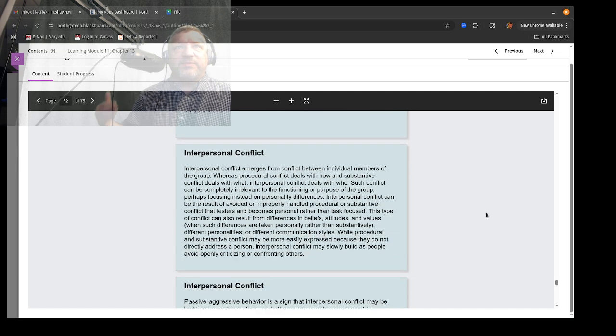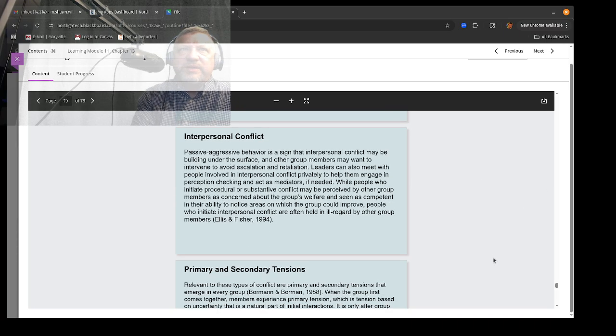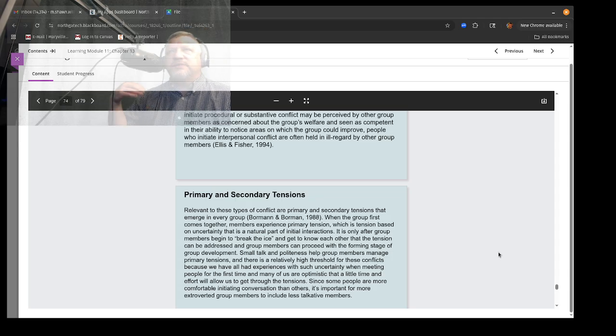Interpersonal conflict emerges from conflict between individual members of the group. This could have started before the group was ever formed. It could have been started by one incident during the group meetings. Could be someone thinking that one member is not taking the group seriously, and then that creates interpersonal conflict, right? Passive-aggressive behavior is another sign of interpersonal conflict within a group, and it is exhibited often, unfortunately. Look for the signs of passive-aggressive behavior and start to create a real dialogue and real communication.